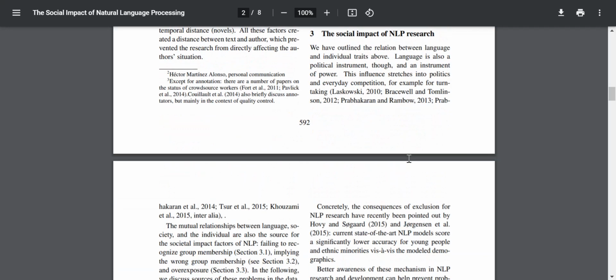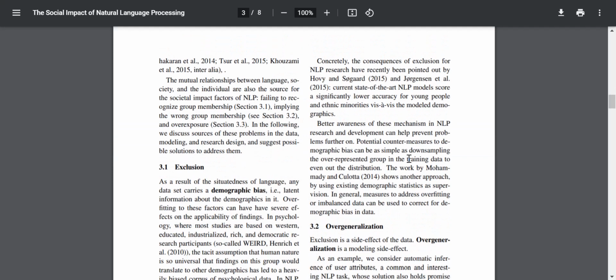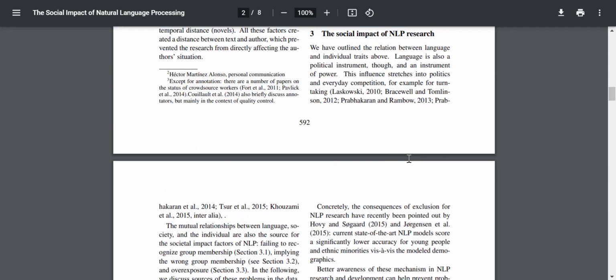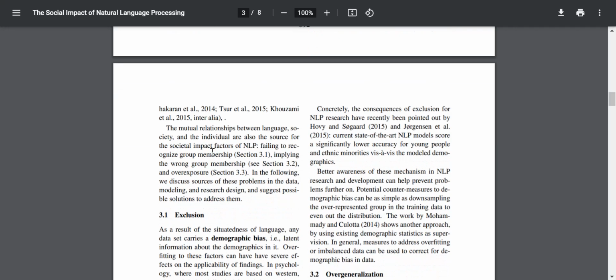Alright, so one thing I've noticed is that these papers say the same thing again and again, but I guess that is because the introduction is supposed to have an overview. So, the social impact of NLP research. We have outlined the relation between language and individual traits above. Language is also a political instrument, though, and an instrument of power. This influence stretches into politics and everyday competition. For example, for turn taking, all right, all of these papers are there.